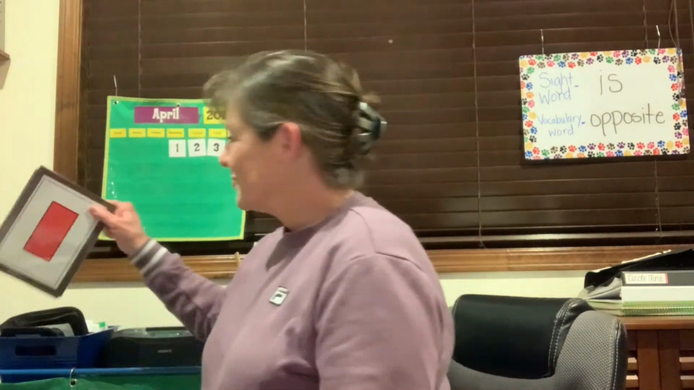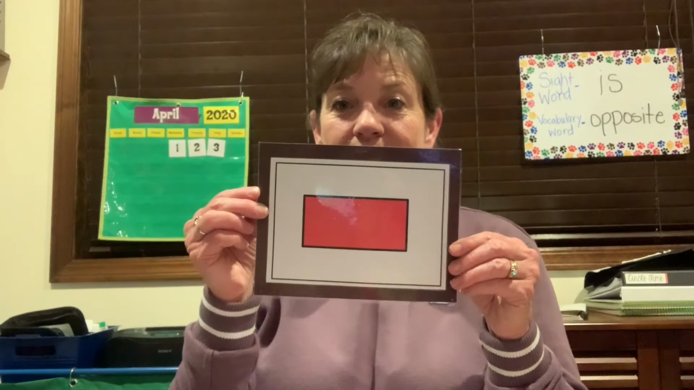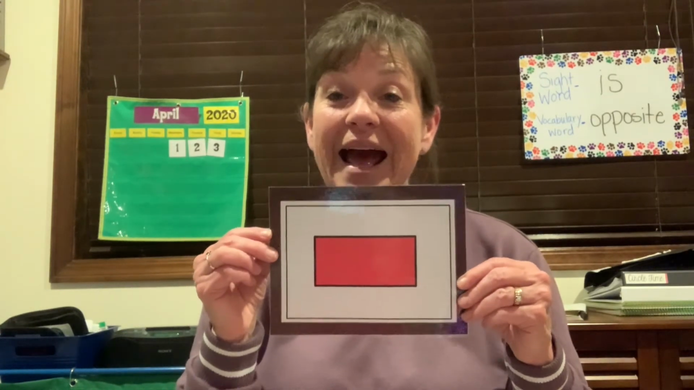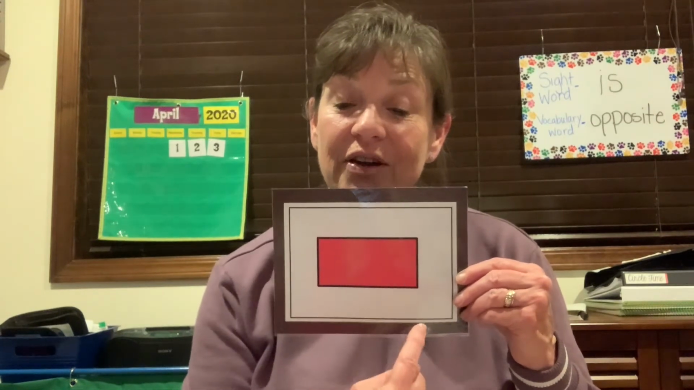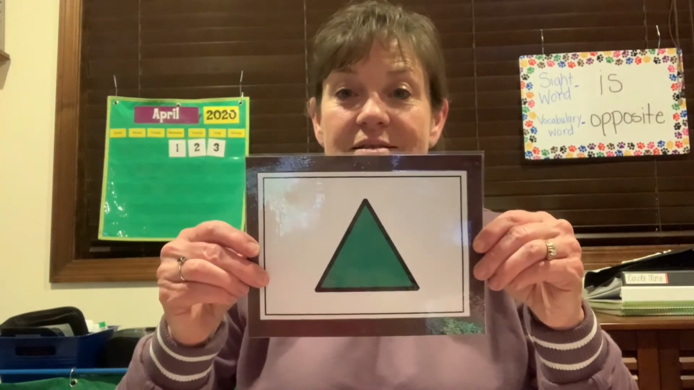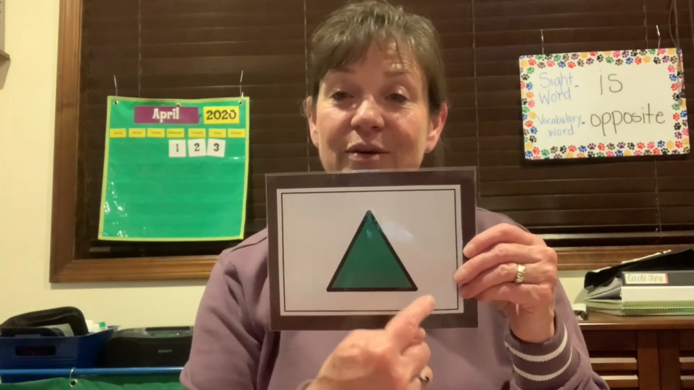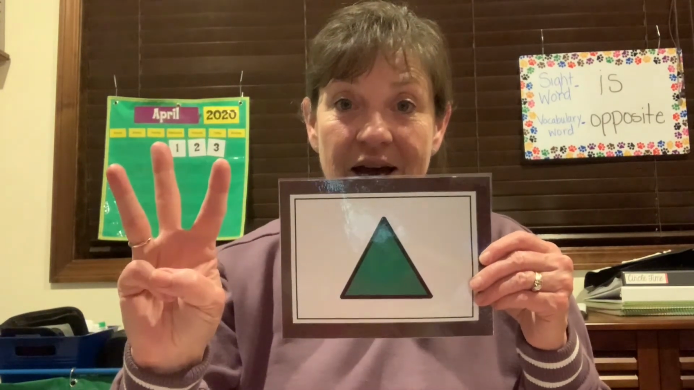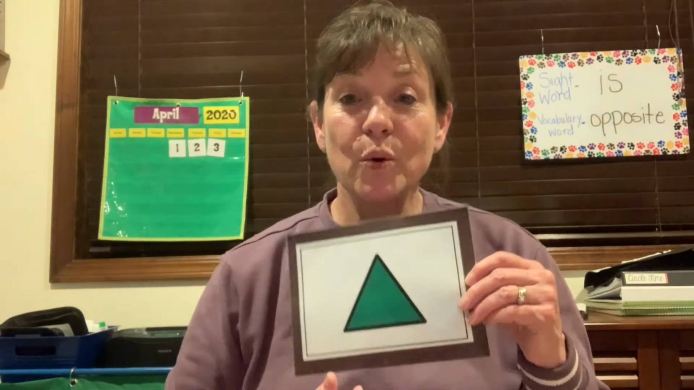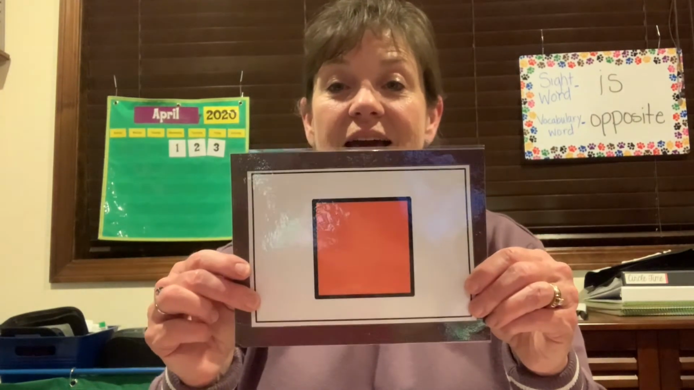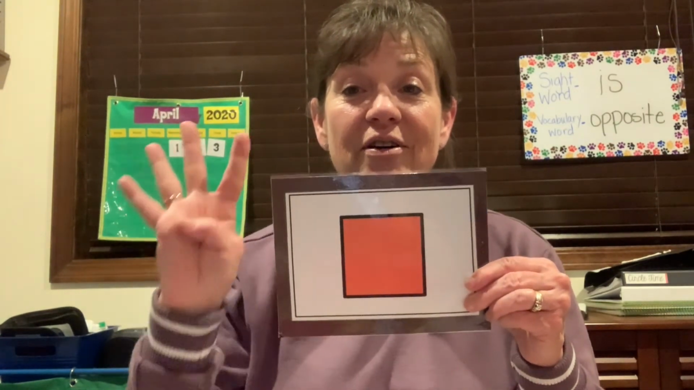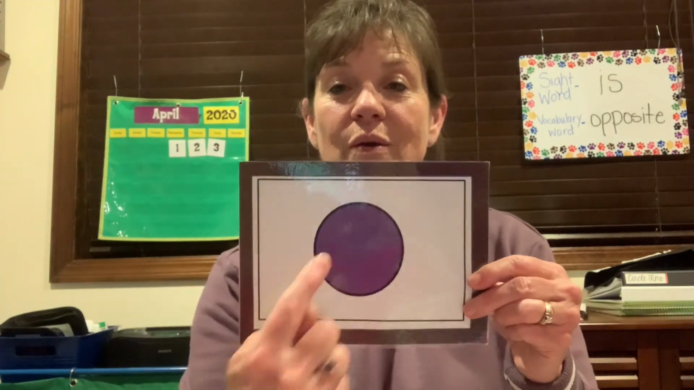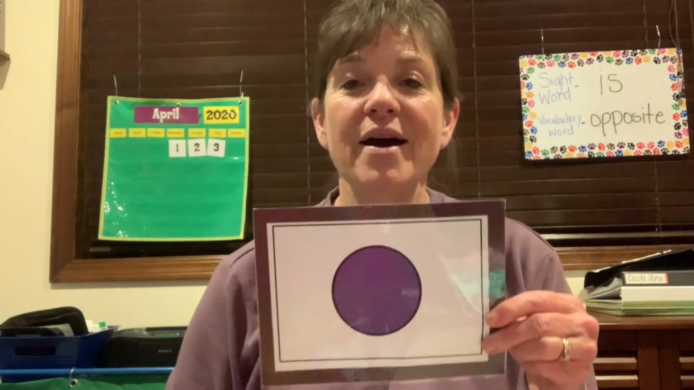Okay. Let's quickly review our shapes. What shape is this one? Rectangle. Good job. And how do you describe a rectangle? Two long sides and two short sides. Very good. And what shape is this? Correct. It's a triangle. And how do we describe a triangle? Three sides and three angles or points. Good job. And this is a square. A square is four sides that are all the same. That's right. Good. And then circle. One line that goes around. Very good.